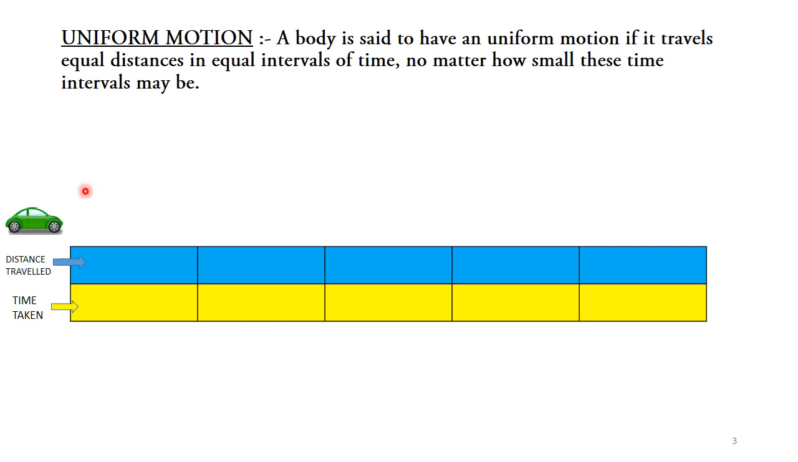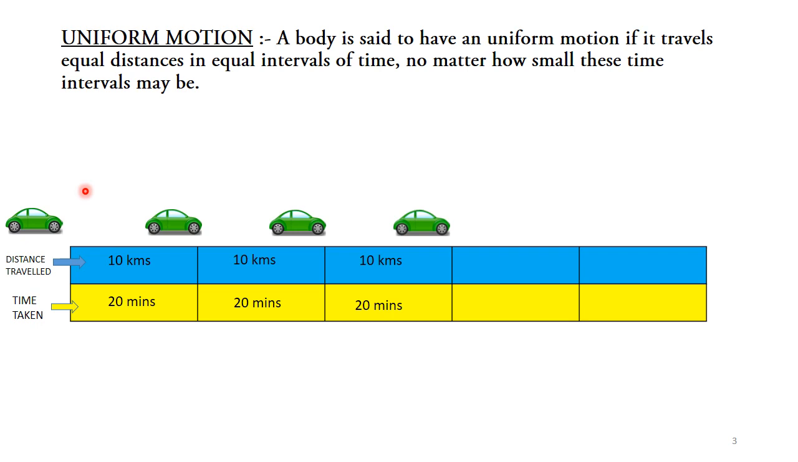Suppose a car travels some distance and the time taken to travel that distance will be noted down. So we'll see over here, the car travels a distance of 10 kilometers in 20 minutes. For the next phase, the car travels a distance of 10 kilometers in 20 minutes, and again, and again, each time 10 kilometers in 20 minutes.